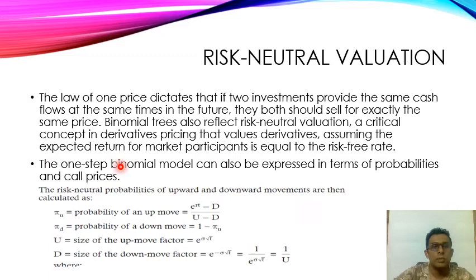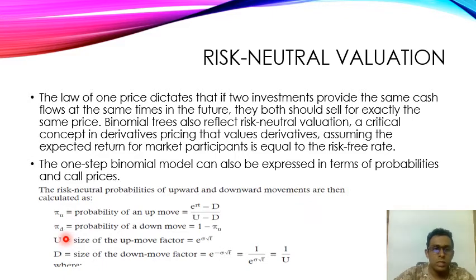So the one-step binomial model can be expressed in terms of probabilities and call prices. The probability is calculated by this formula: e raised to rt minus d, divided by u minus d. The probability of the downstate is obviously 1 minus the probability of the upstate.